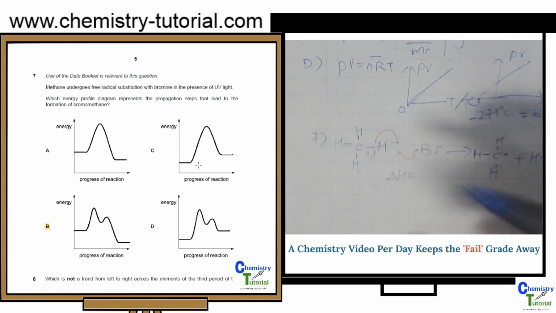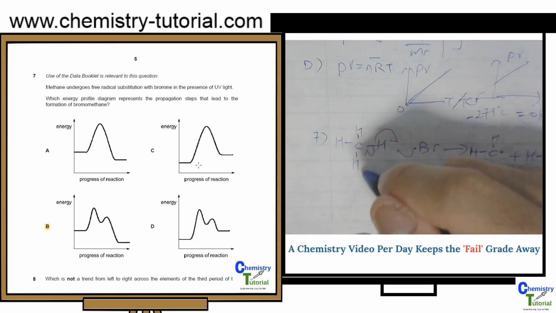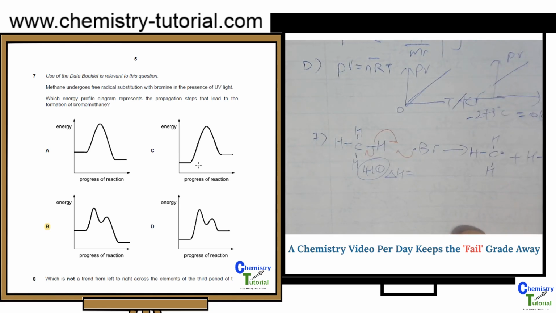So the bond energy of the CH bond is 410. So over here is 410. But you are trying to form the HBr bond. So the bond energy of HBr is 366.